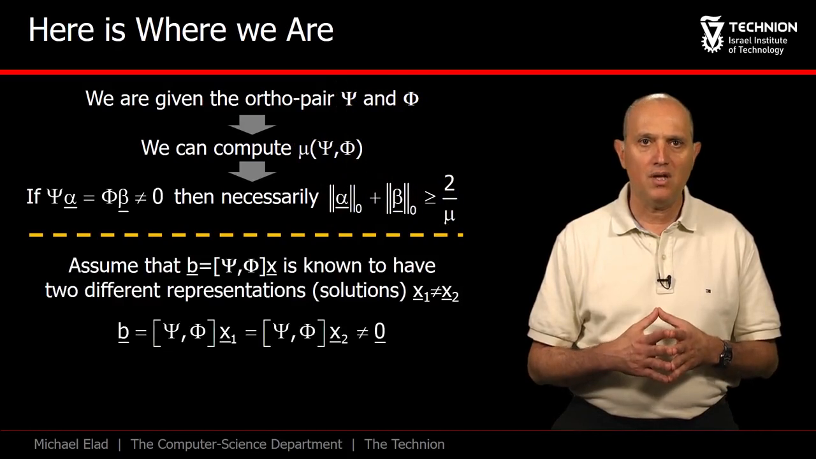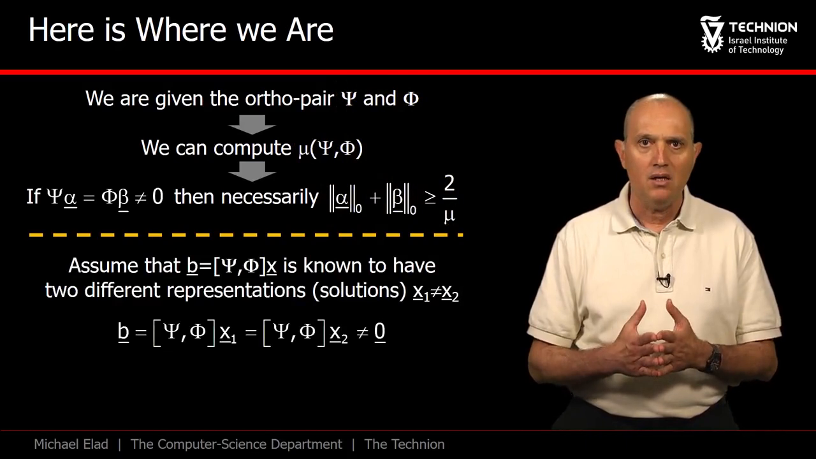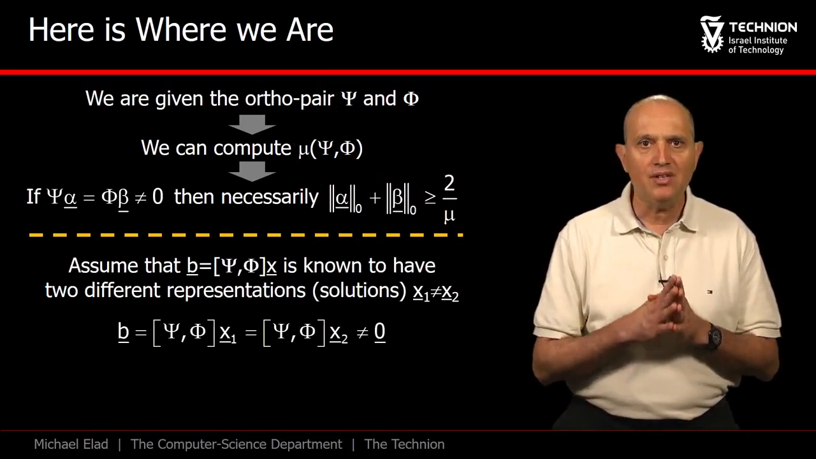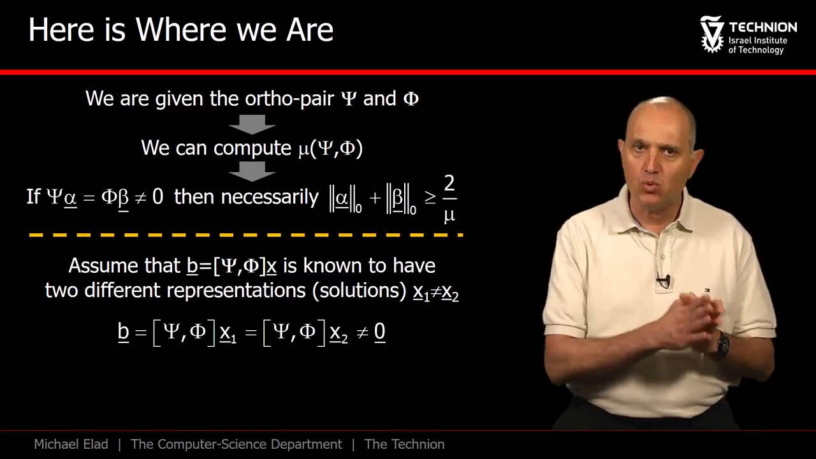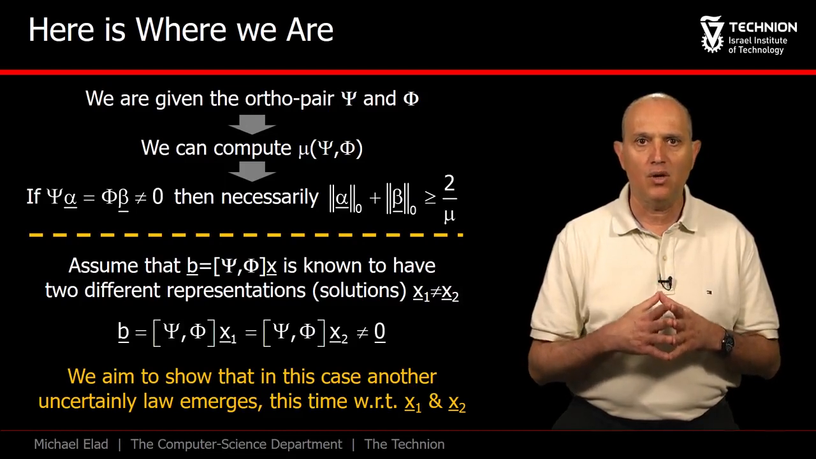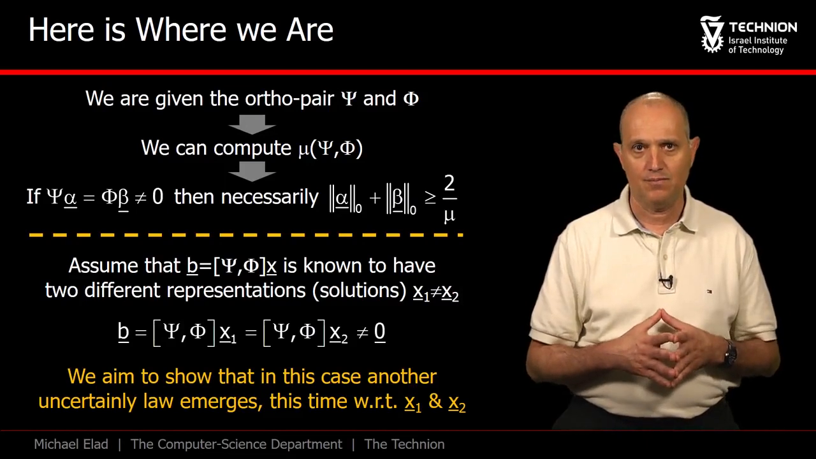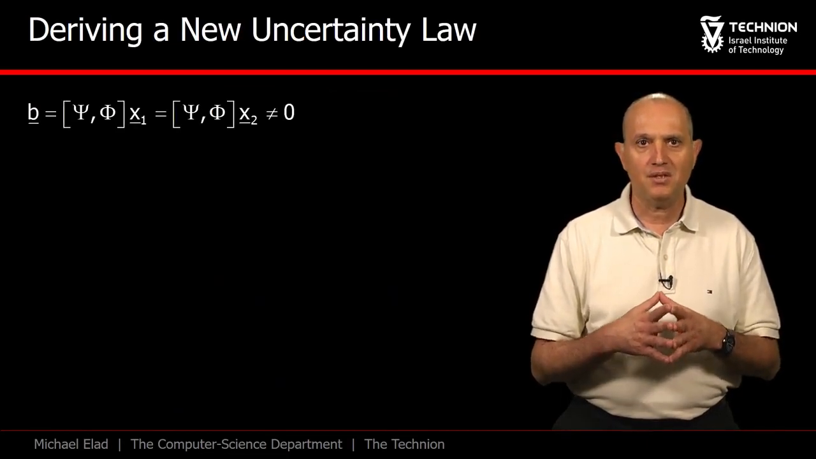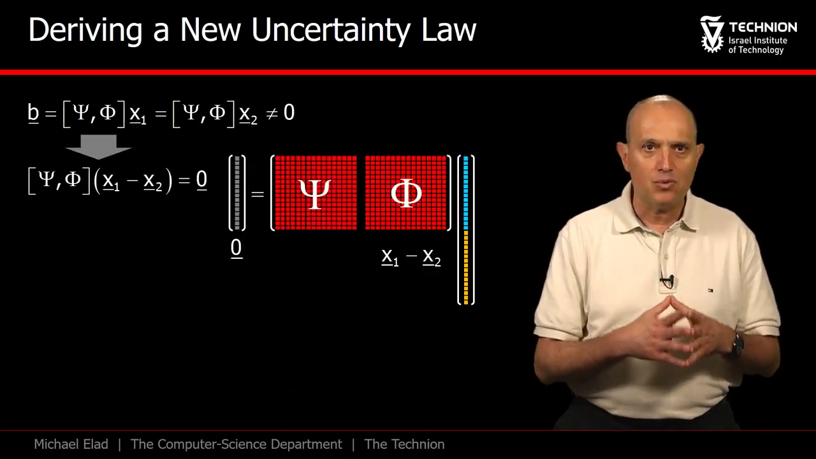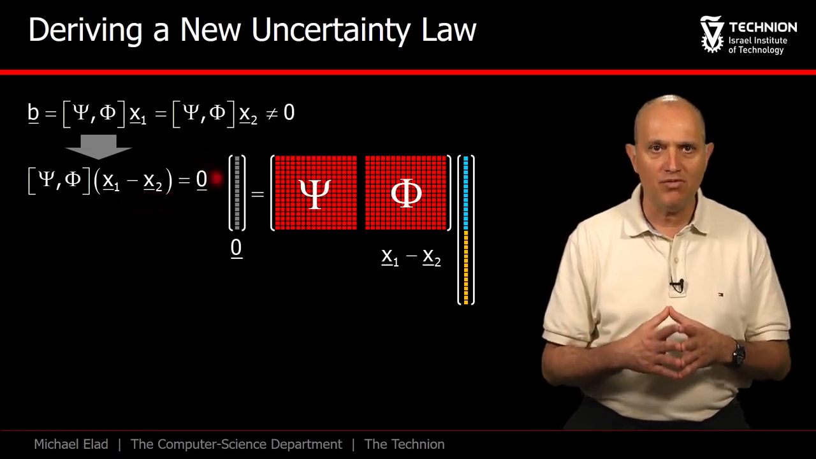Assume now that we are looking at the underdetermined linear system Ax equals b, where A is the amalgam of psi and phi. Suppose that we get two different candidate solutions for this system, x1 and x2. As we are about to show, another uncertainty rule applies here, this time on the sparsity of x1 and x2. Taking these two linear systems with the solutions of x1 and x2, we can subtract them, getting that x1 minus x2 must be in the null space of A.